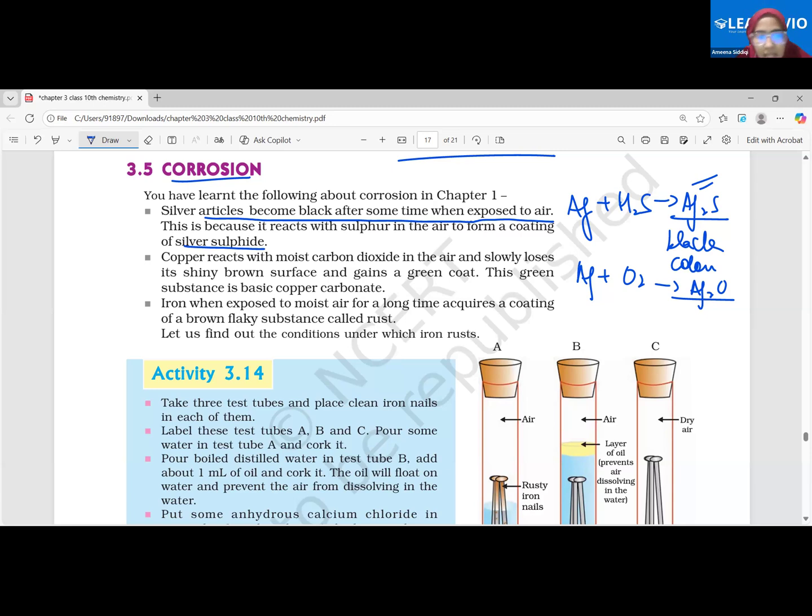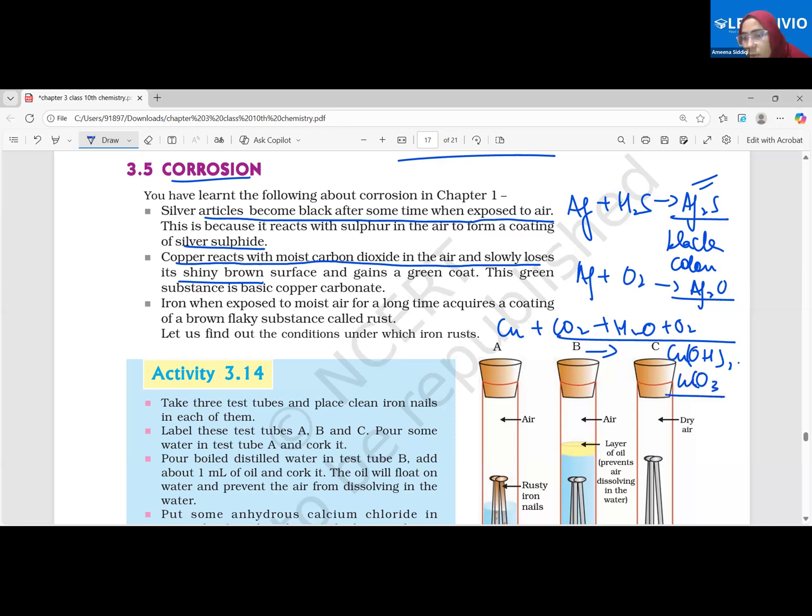Important: copper reacts with moist carbon dioxide in the air and slowly loses its shiny brown surface. Pure copper, which is a metal, will have the shiny brown surface. Once it is corroded, what will happen? We have copper, carbon dioxide, and water, and obviously oxygen in the air. Moist carbon dioxide, very important. It will form copper hydroxide dot copper carbonate. And what is this called? Basic copper carbonate.